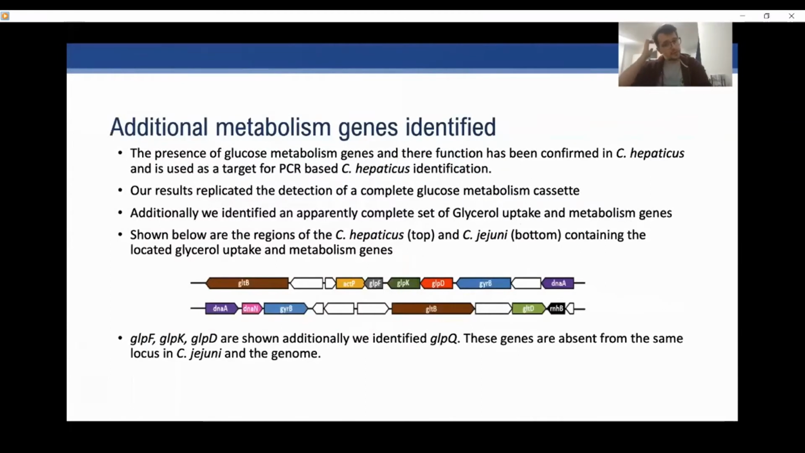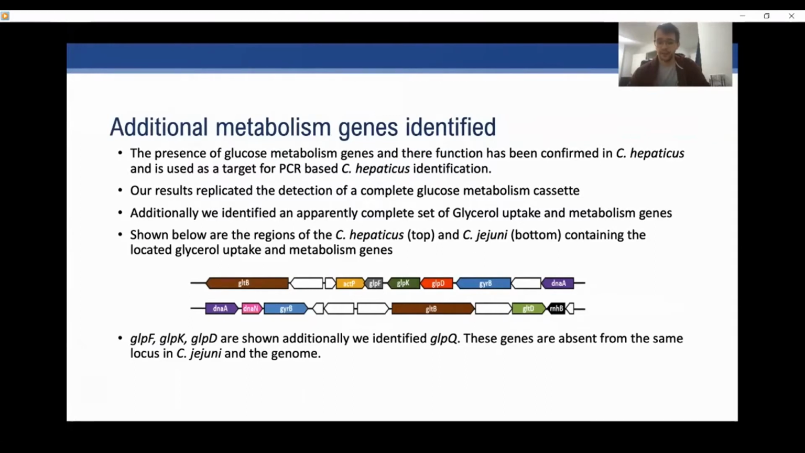So the metabolism genes presented quite an interesting line of inquiry. We identified the glucose metabolism cassettes that the previous genome investigations had detected. We also identified an apparently complete set of glycerol uptake and metabolism genes. So the schematic below shows the region of the hepaticus genome on top containing these glycerol uptake and metabolism genes, and the same loci in CG29 on the bottom.